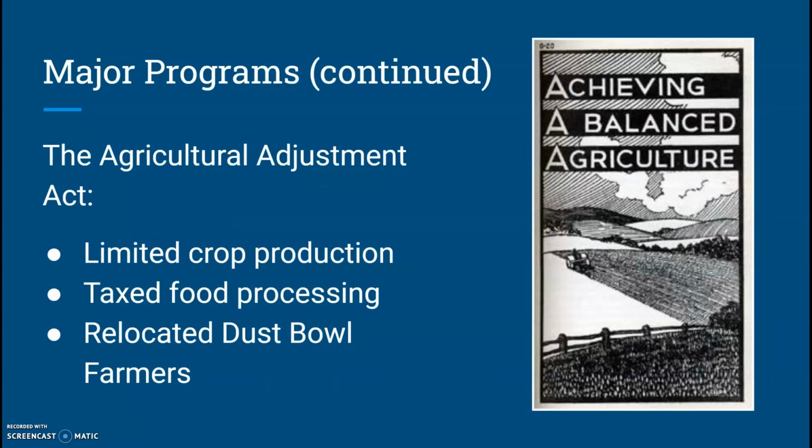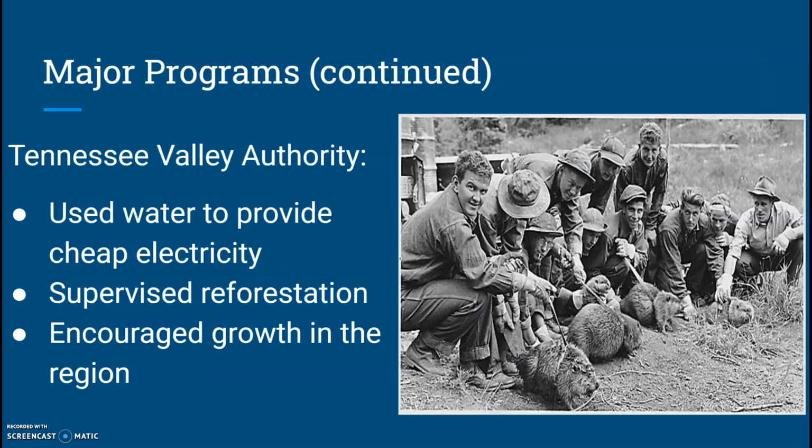The Agricultural Adjustment Act was to limit crop production, so the value of each one goes up, taxing food processing and relocating Dust Bowl farmers. This was actually found unconstitutional after the Great Depression, but we'll talk about that later.